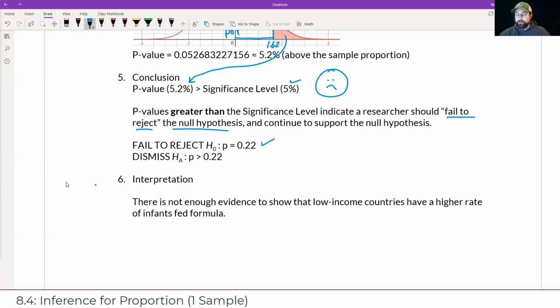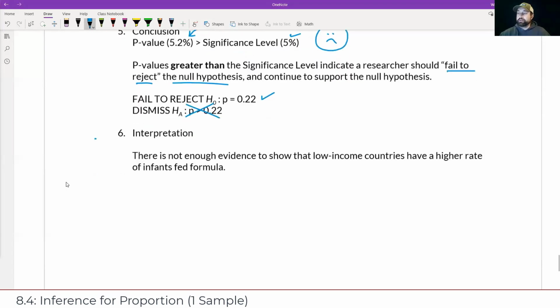It remains king of the mountain, and our alternative hypothesis is canceled. So the interpretation is there's not enough evidence to show that low-income countries have a higher rate of infants fed formula at the 5% level.